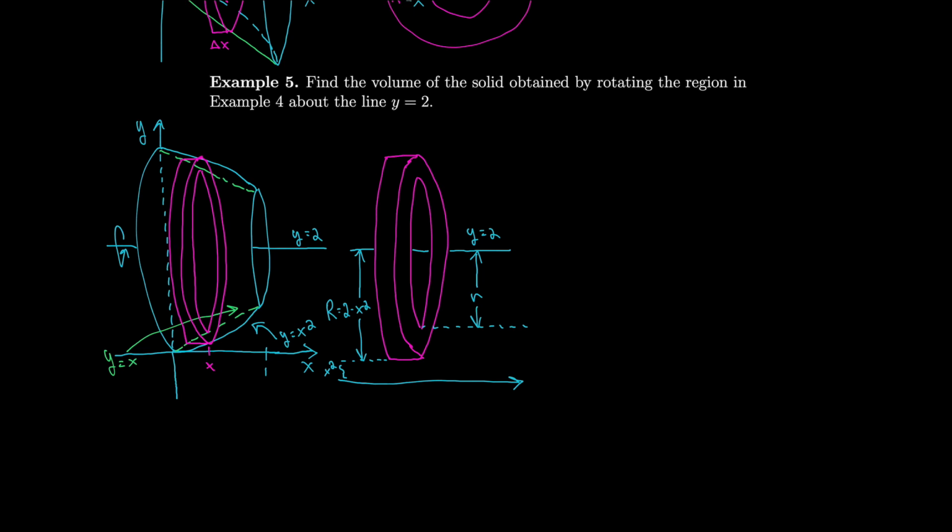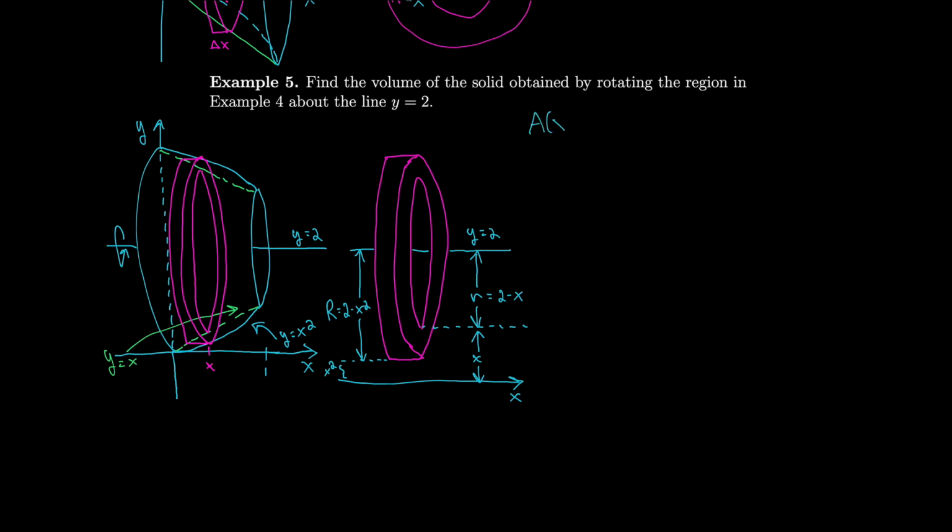So if from here to here is 2, I just need to know how much to cut out. Well, from here to here is the distance from here to here, which is the y value over there for this function. So that's just x. So little r is 2 minus x. So I think we now have enough information that we can do our integral.